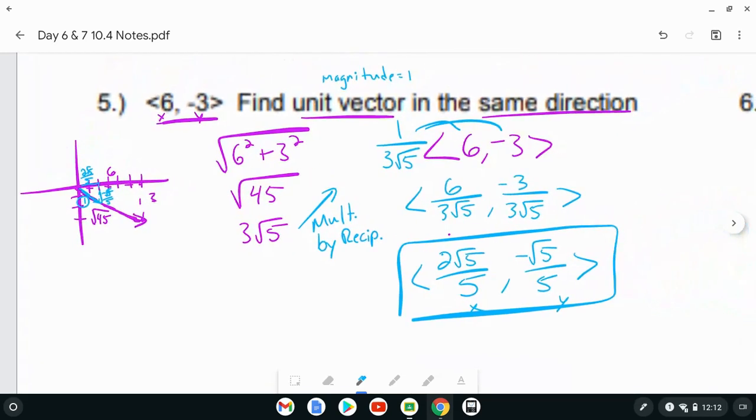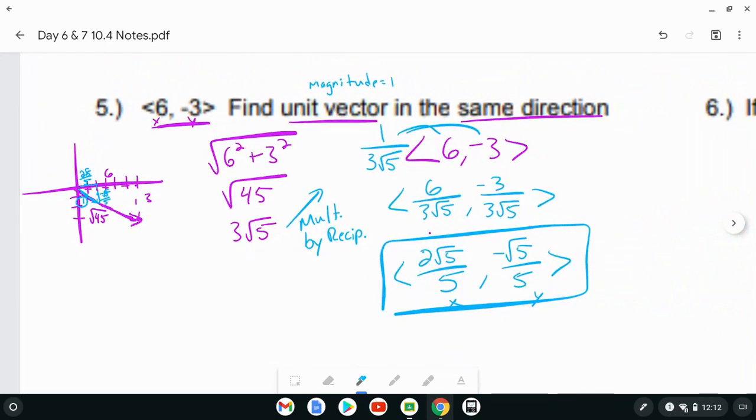And again, all we did was we took the actual vector that we had, we found the magnitude of it, and then we multiplied that vector by the reciprocal of that magnitude, and it scaled it down, right? So if you're trying to find a unit vector in the same direction, what you do is find the magnitude and then multiply or divide by the magnitude, or you can multiply by the reciprocal.